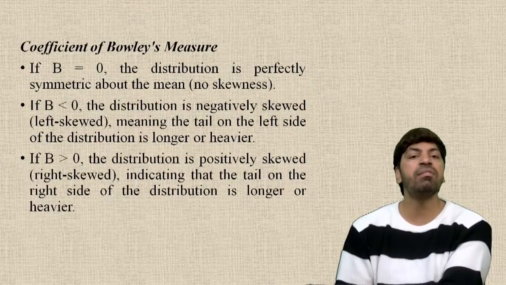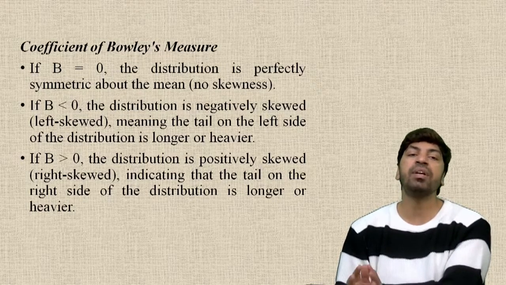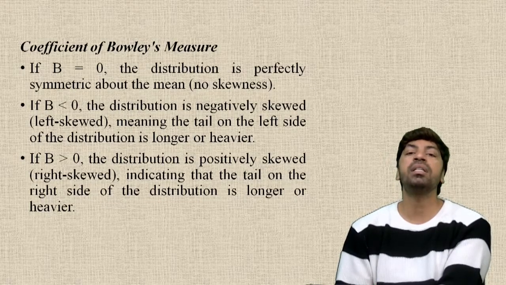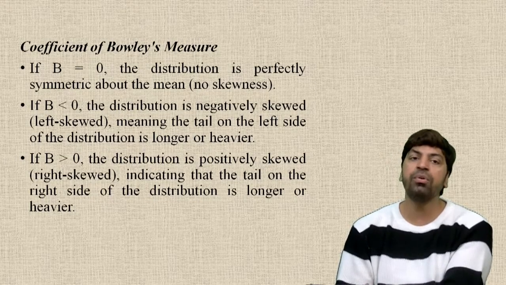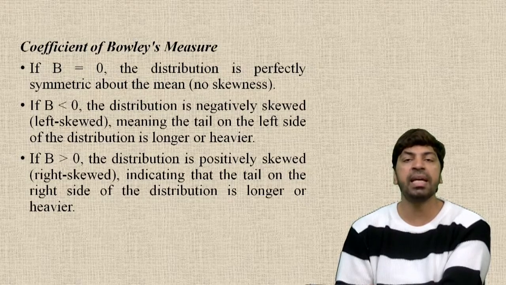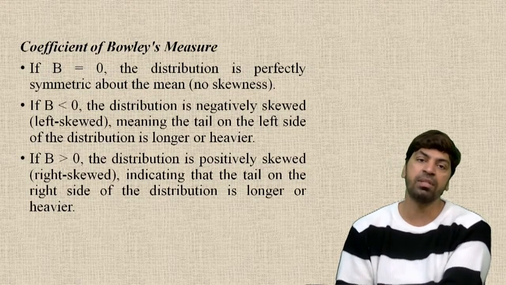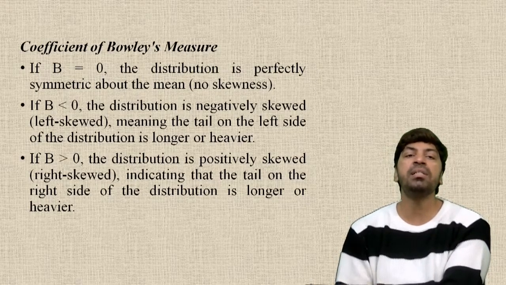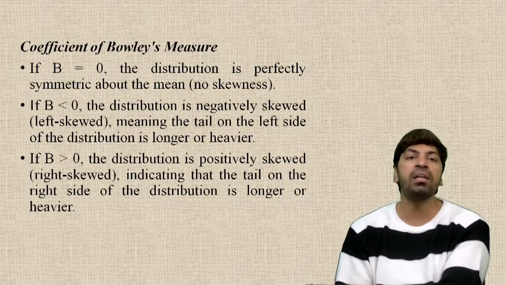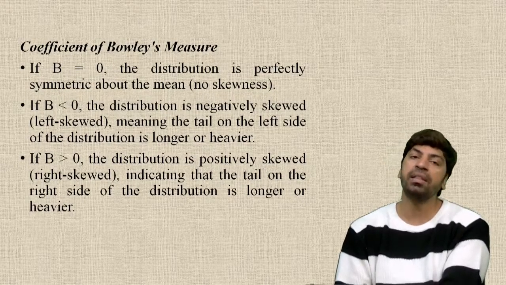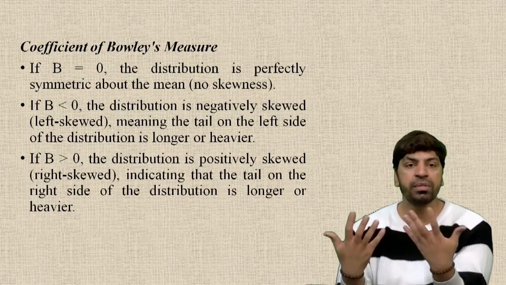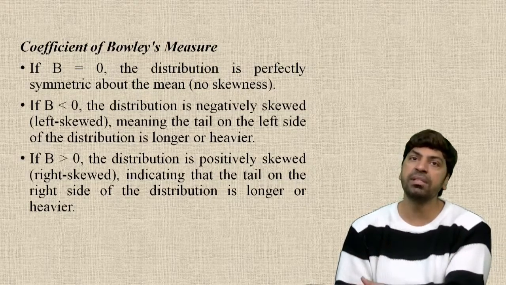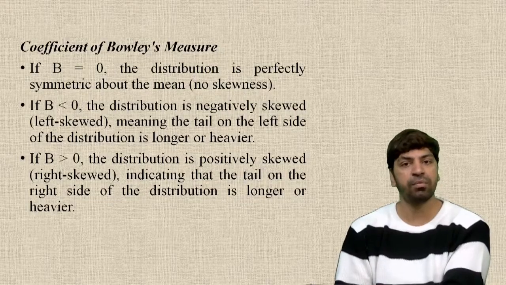When the beta value, that is b, is greater than 0, that means the distribution is positively skewed or right skewed, which indicates the tail on the right side of the distribution is longer or heavier. So b is a Bowley measure value or a beta value, and if it is equal to 0, no skewness. If it is less than 0, negatively skewed. If it is more than 0, positively skewed.